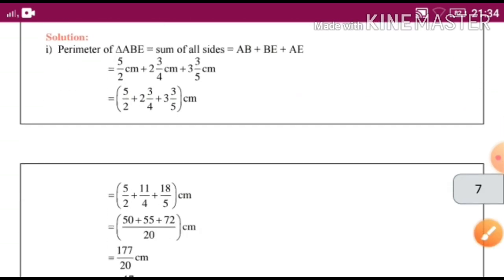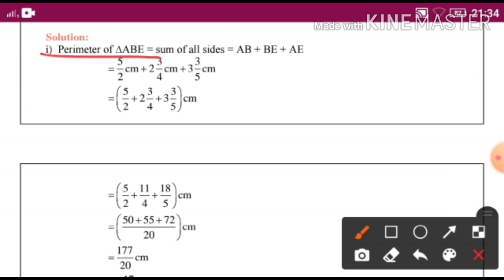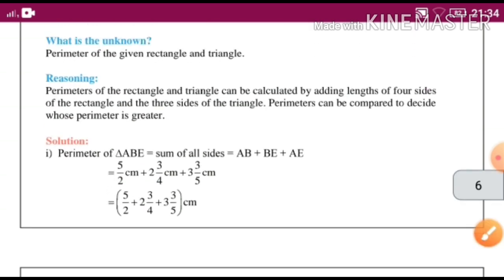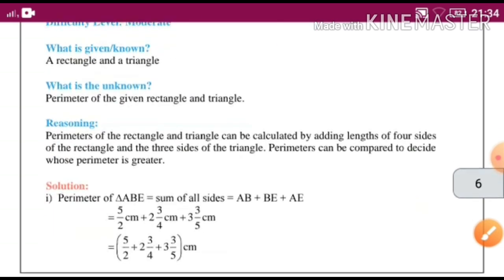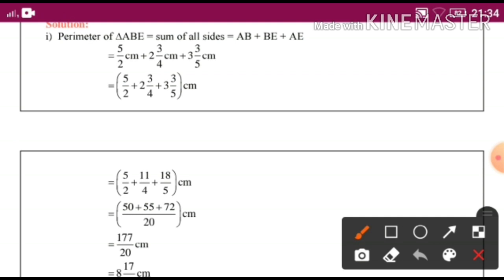Now let's come to the solution. Let us find the perimeter of the triangle ABE first. As we all know, the perimeter of a triangle is equal to the sum of all the sides. We have to add all the sides, so it means AB plus BE plus AE. So 5 upon 2 centimeters plus 2 3 upon 4 centimeters plus 3 3 upon 5 centimeters. Now we have to add this.